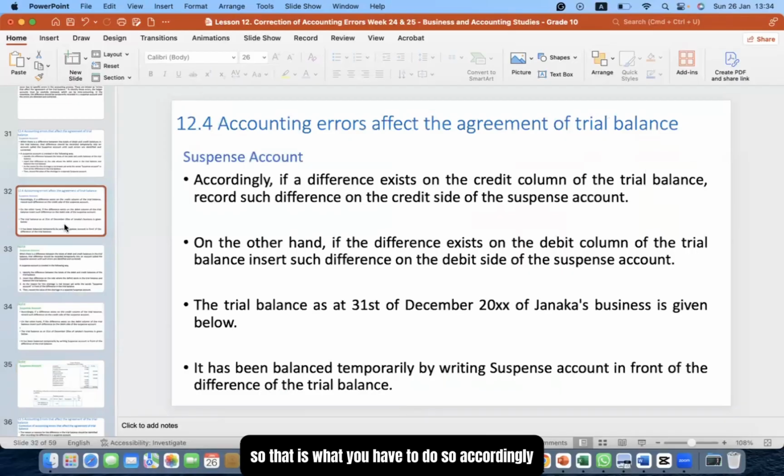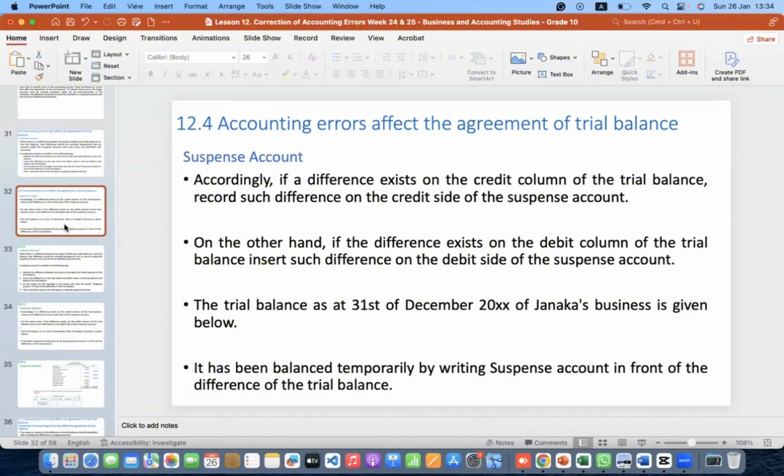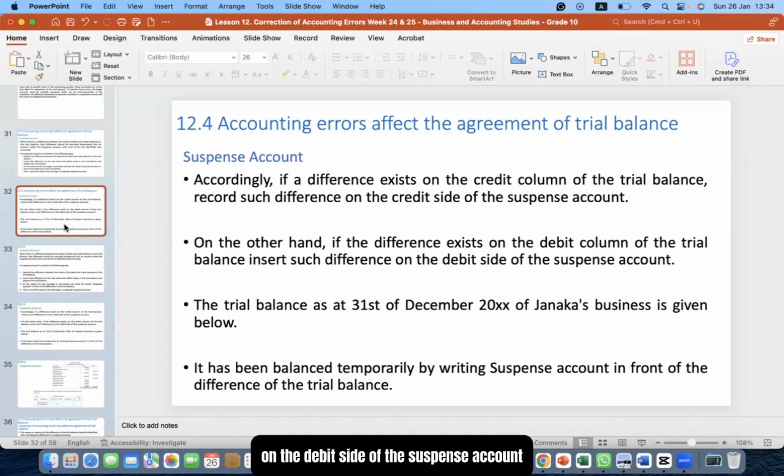So accordingly, if a difference exists on the credit column of the trial balance, record such difference on the credit side of the suspense account. On the other hand, if the difference exists on the debit column of the trial balance, insert such difference on the debit side of the suspense account. That was what I have been talking about all along.